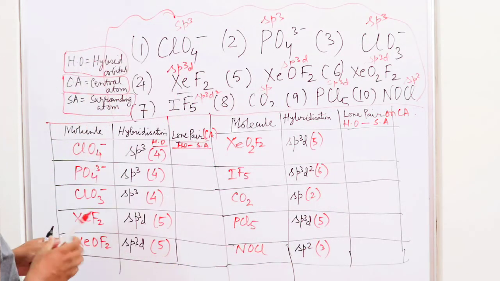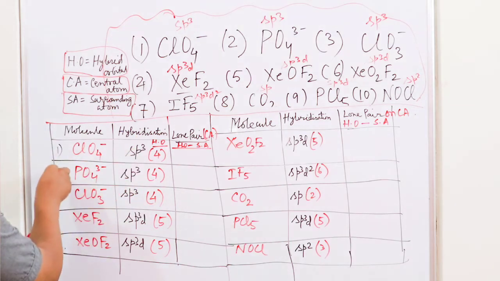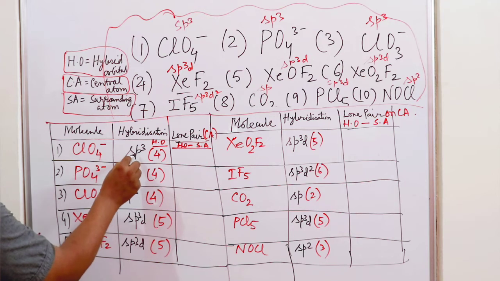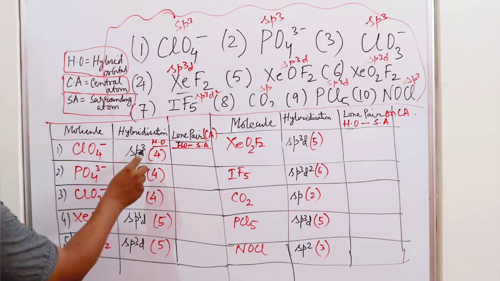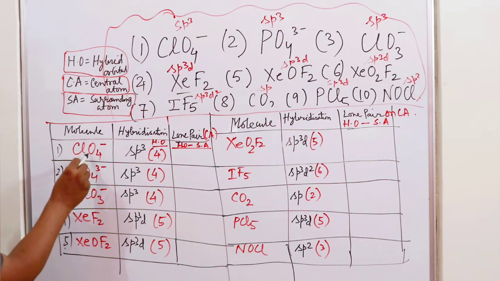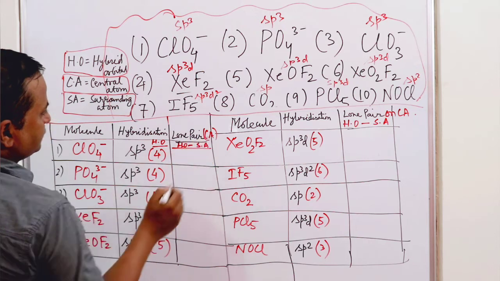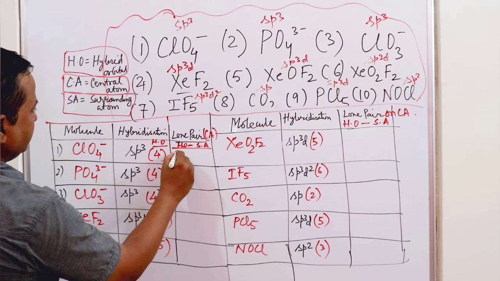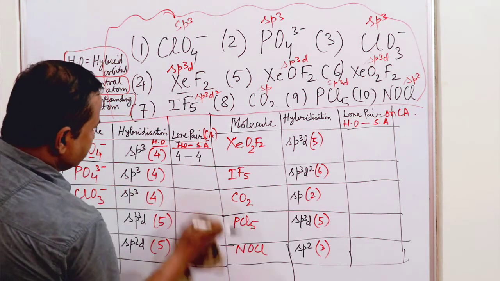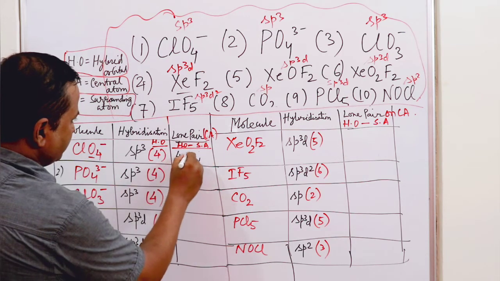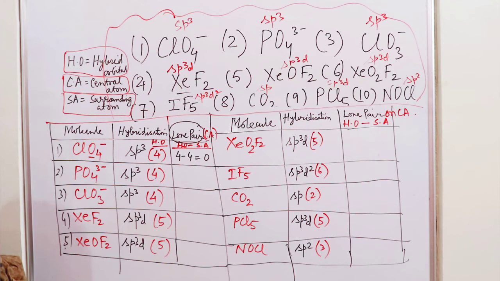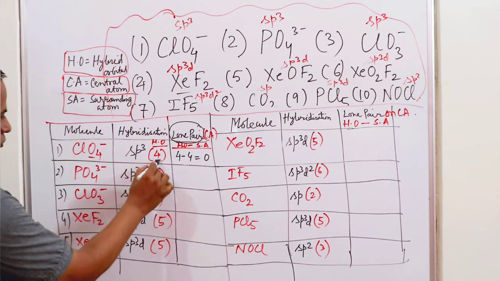First of all, see students, this is molecule number 1, 2, 3, 4, 5, that is ClO4 minus. Its hybridization is sp3, that means it has one s orbital and 3 p orbitals, so 3 plus 1, there are 4 hybrid orbitals. Now around Cl, how many surrounding atoms are there? 4. So to find out the lone pair on the central atom, we have to subtract: 4 minus 4, that is 0, so this molecule does not have any lone pair. Cl in ClO4 minus has zero lone pair. It has only bond pairs, 4 bond pair, zero lone pair.